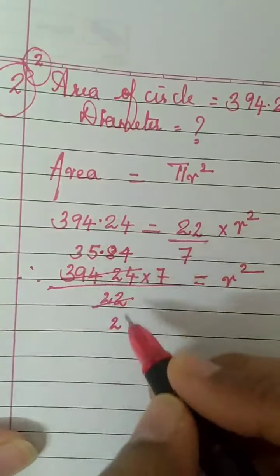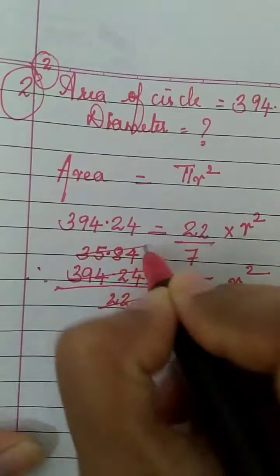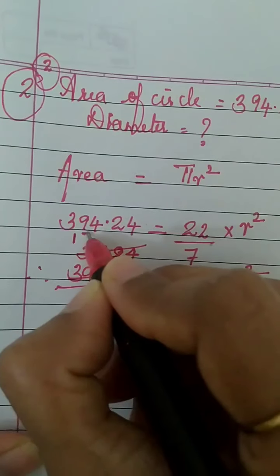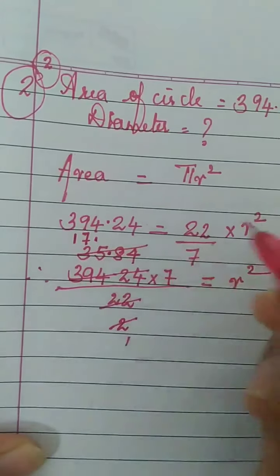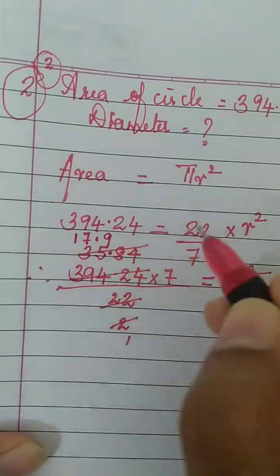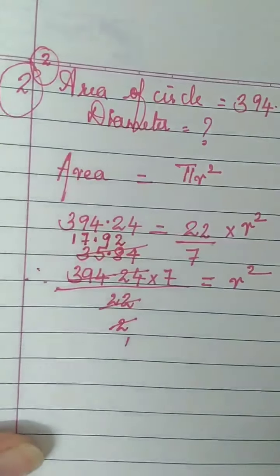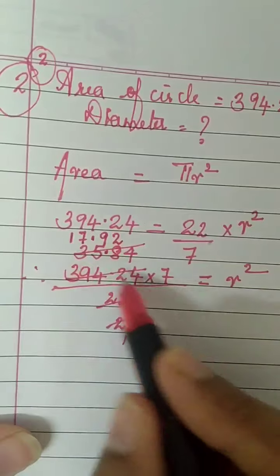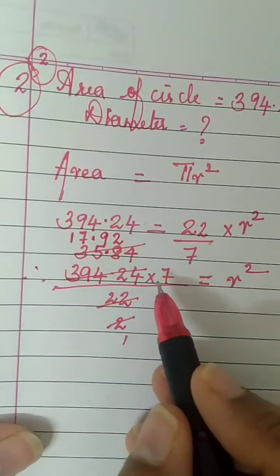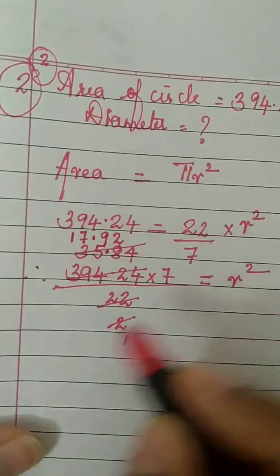Now again we can divide these two numbers. 2 1s are 2, 2 7s are 14, decimal point, 2 9s are 18 and 2 2s are 4. Now these two, 17.92 into 7 is equal to r square.